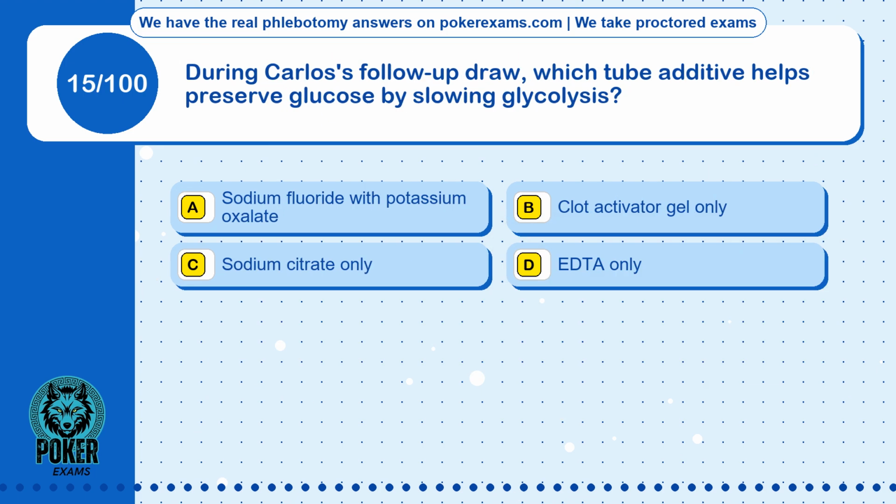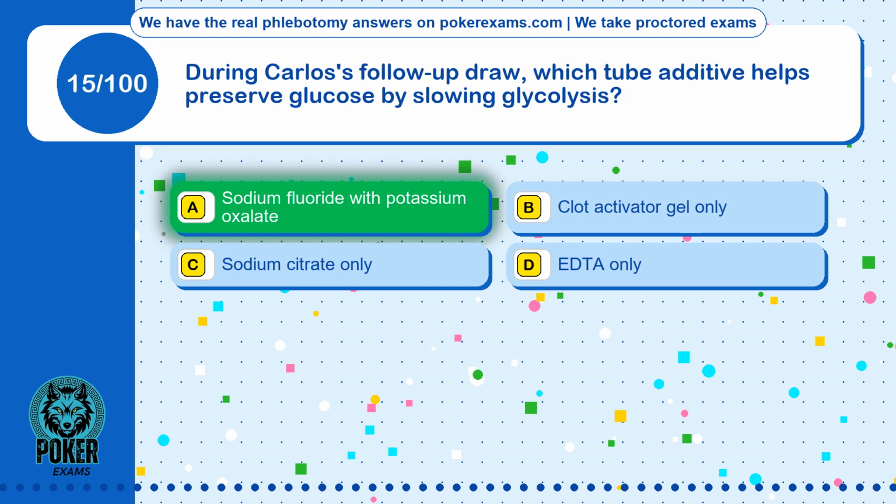Question 15. During Carlos's follow-up draw, which tube additive helps preserve glucose by slowing glycolysis? Option A, sodium fluoride with potassium oxalate. Option B, clot activator gel only. Option C, sodium citrate only. Option D, EDTA only. The correct answer is option A, sodium fluoride with potassium oxalate.